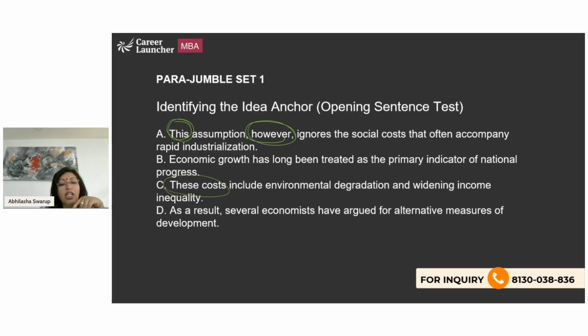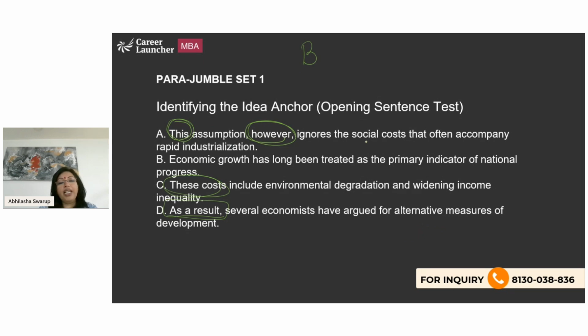These costs include environmental degradation and widening income inequality. As a result, several economists have argued for alternative measures of development. I hope you've understood that the starting sentence here was B. Economic growth has been treated as the primary indicator. We have just done it also, you understand.